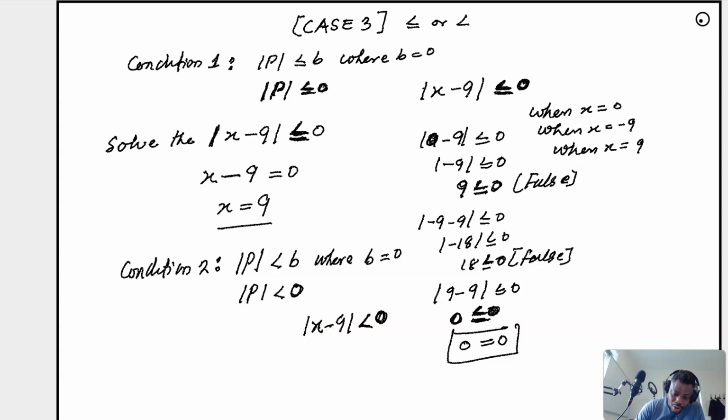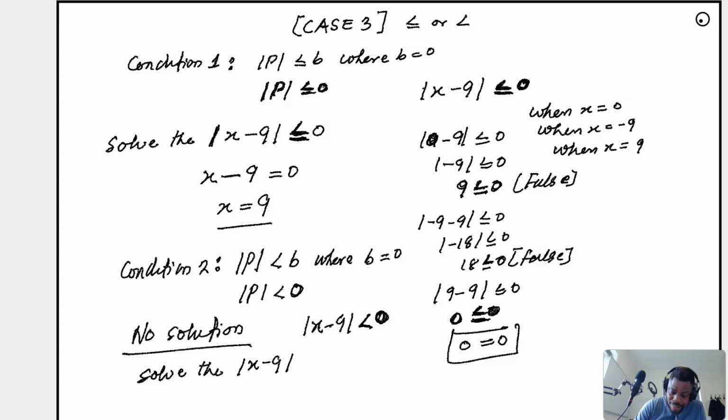0 is not less than 0. That is false. So in this case, all values of real numbers that you are going to use tell you that the solution is no solution. You cannot solve this, so you say no solution. So if you're asked to solve modulus x minus 9 less than 0, the answer to this is no solution.